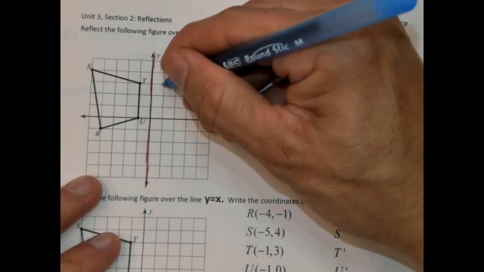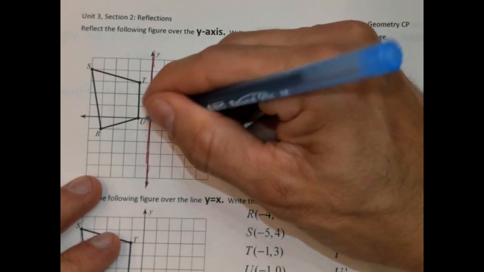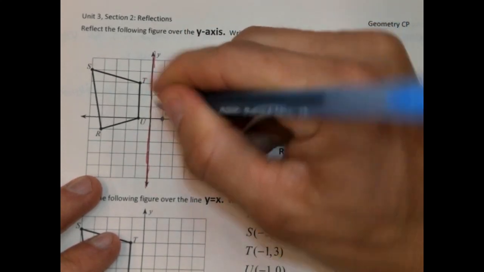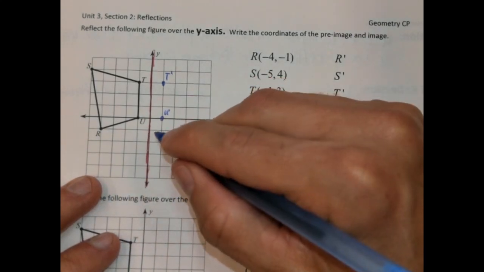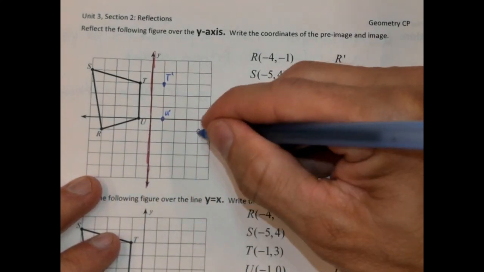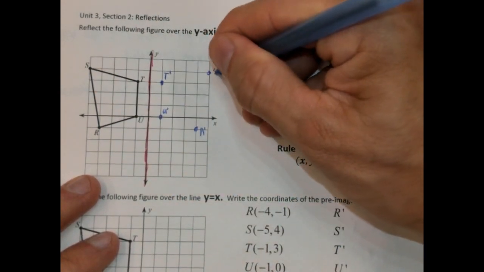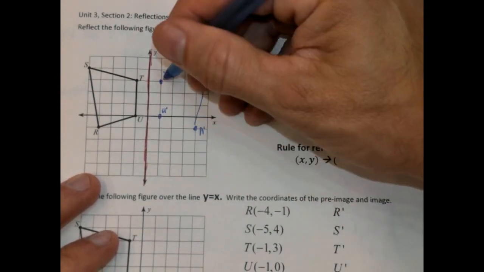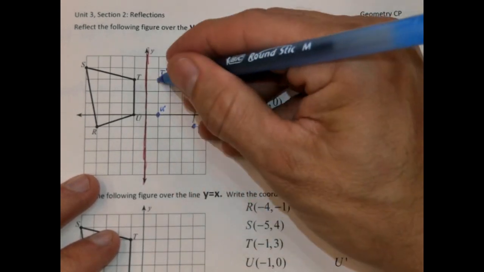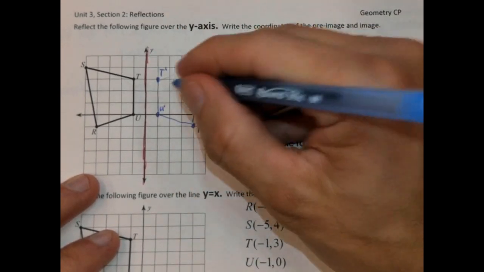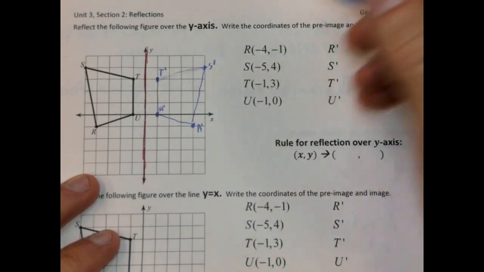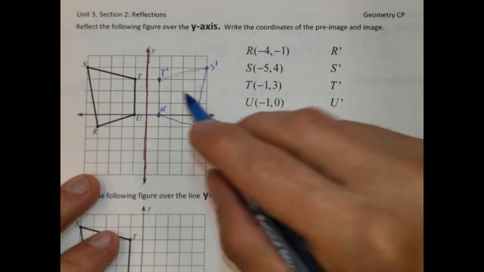So let's count. It's 1, so 1 is T prime. U is 1, so U prime is 1. R is 4, so we're going to go 1, 2, 3, 4. R prime, and then S is 5, so 5 over here, S prime. And we're going to connect those. And yeah, there you go. So it's reflected. So let's go ahead and check these out.